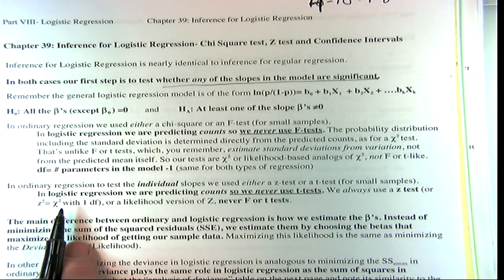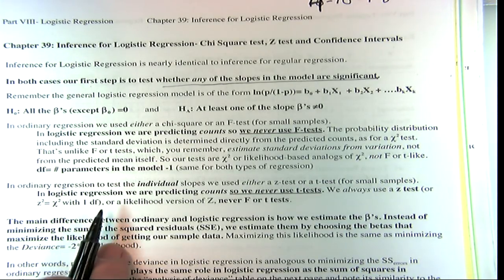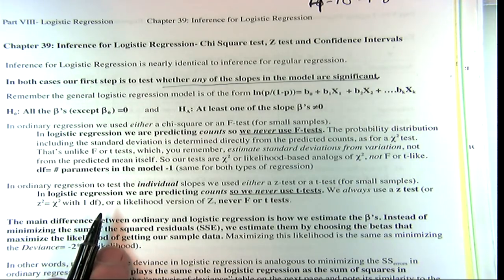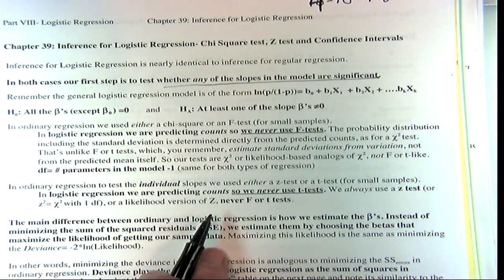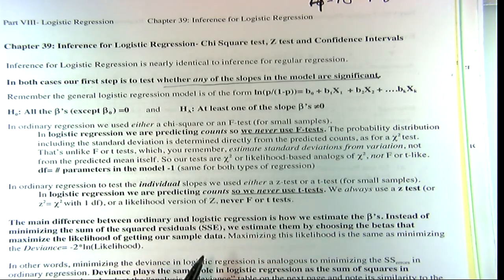A Z squared is the same as chi-squared with one degree of freedom, so you can do a chi-square test too, or a likelihood version of the Z. But you never use F or T test. So it's a lot easier. You don't have to deal with those pesky degrees of freedom. It's just the number of parameters minus 1 for the chi-squared. It's very simple. All right.